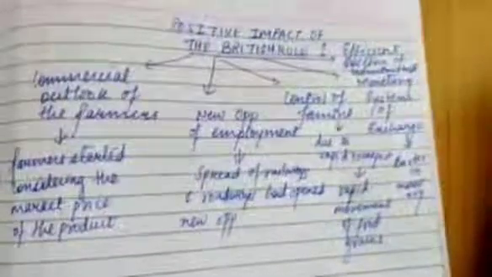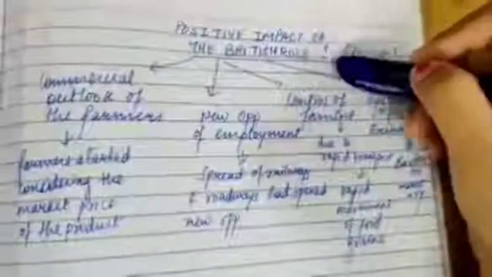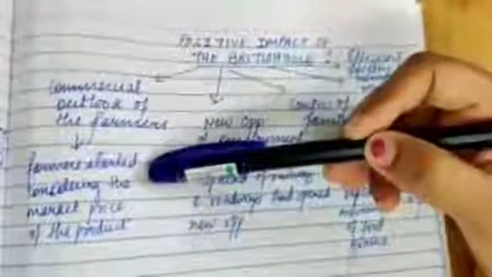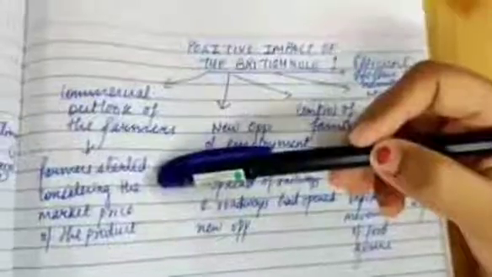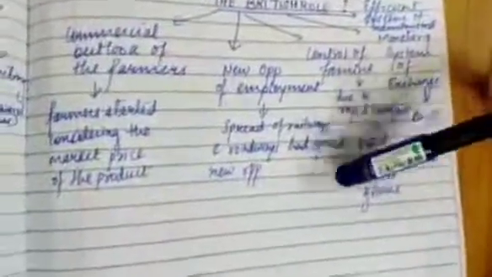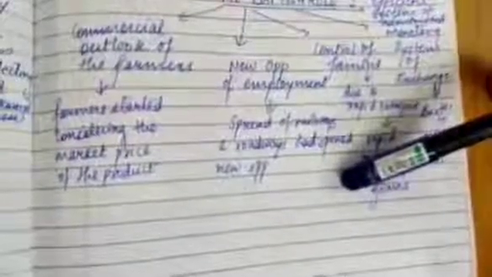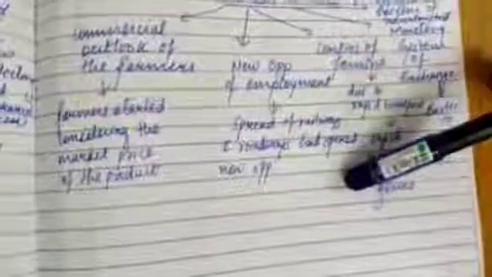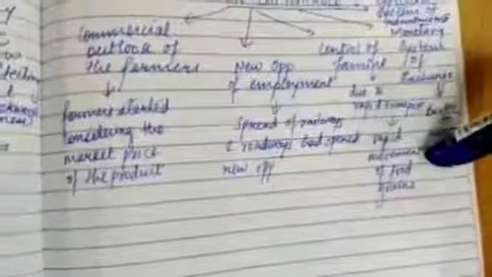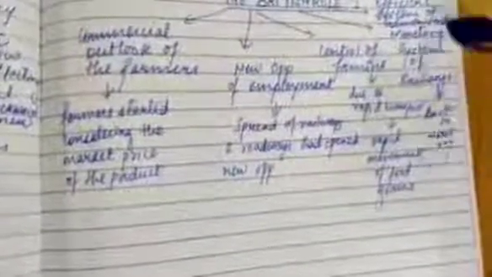Concluding with the last topic: was there any positive impact of the British rule? The observation was the commercial outlook of the farmers. Farmers started considering the market price of the product rather than the base price. There were new opportunities of employment. How? The spread of railways and roadways opened up new opportunities for economic and social growth. Control of famine. How? Due to rapid transport, there was rapid movement of food grains.